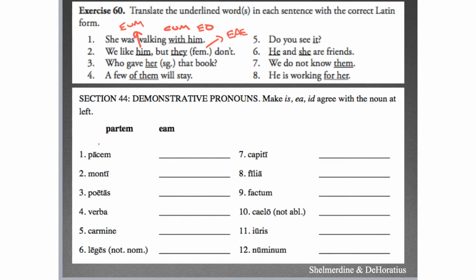So same thing, you're going to get the gender, number, case of your noun. Now, instead of choosing from a list, you're going to create that form on your own. And again, I'll just do one because we've already done this for the most part. Watch out for something like poetas. It is accusative plural, but it is masculine. It's a masculine noun of the first declension. So you might think it's going to be eas. That is incorrect. It's got to be eos to agree because it is masculine. And the masculine of is, ea, id is eos. So you've got something to practice.